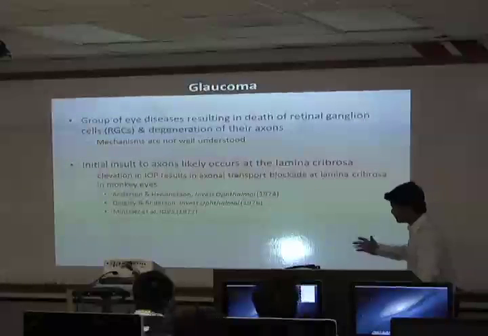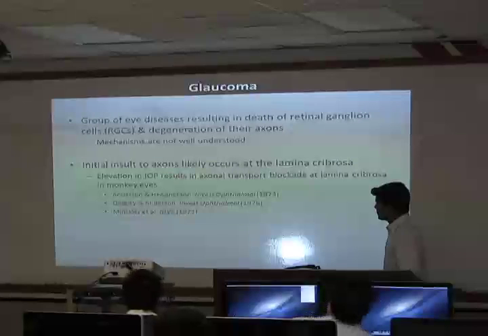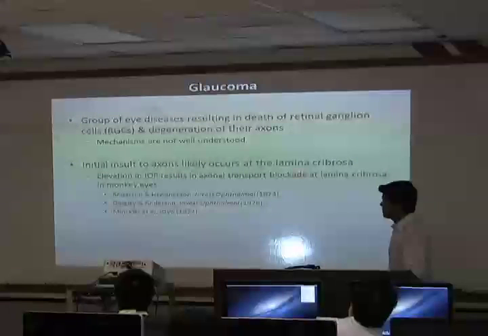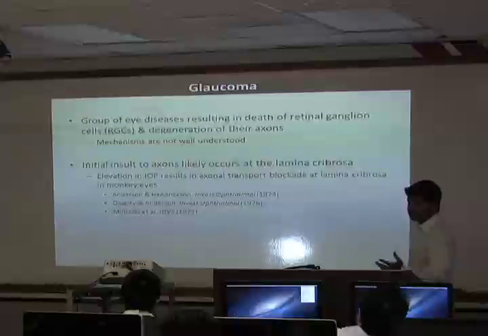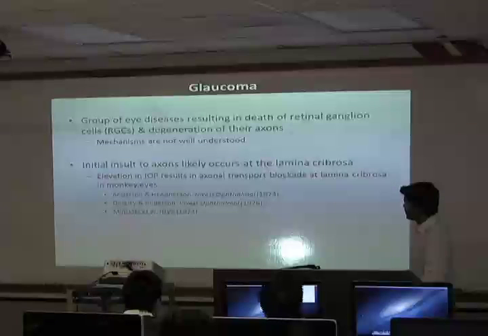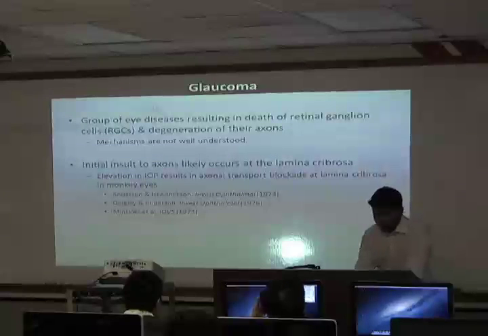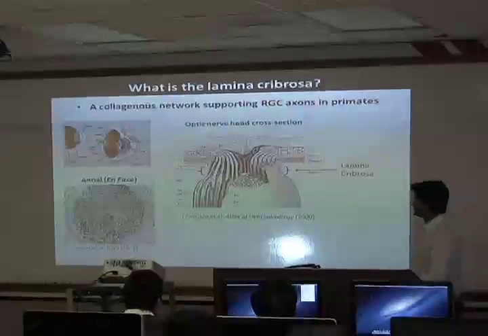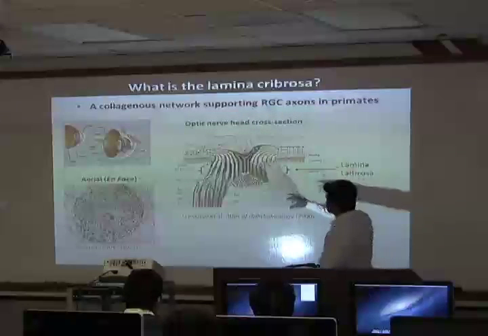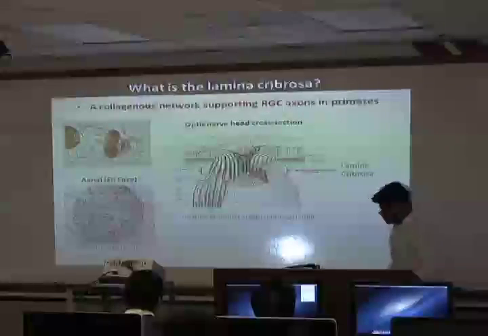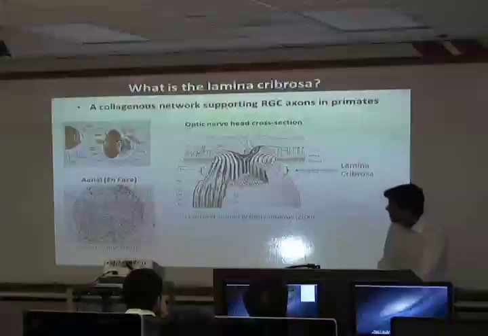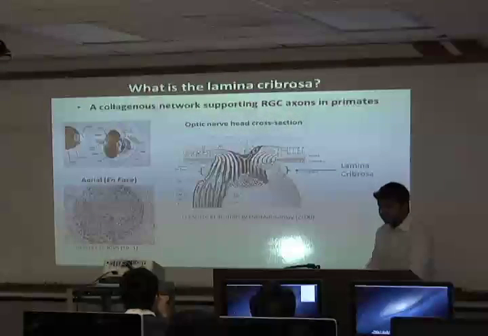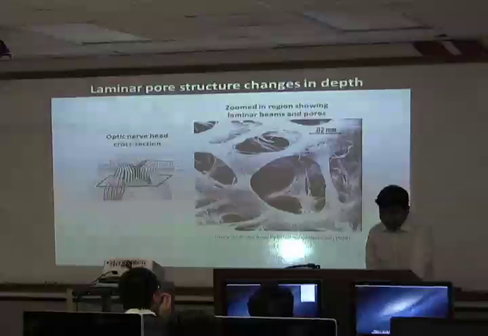There is a lot of work that suggests that the initial insult to axons due to an increase in intraocular pressure occurs at the level of the lamina cribrosa. So what is the lamina cribrosa? The lamina cribrosa is a collagenous beam-like structure that is present in the optic nerve head. This structure provides both functional and structural support to the axon bundles that pass through it.